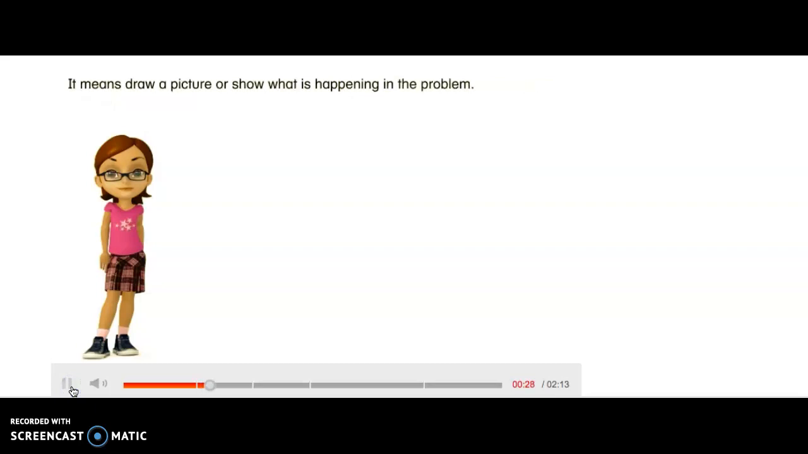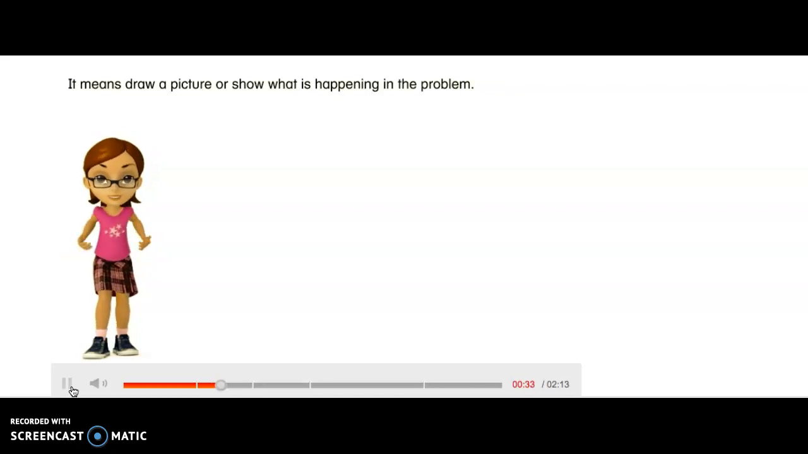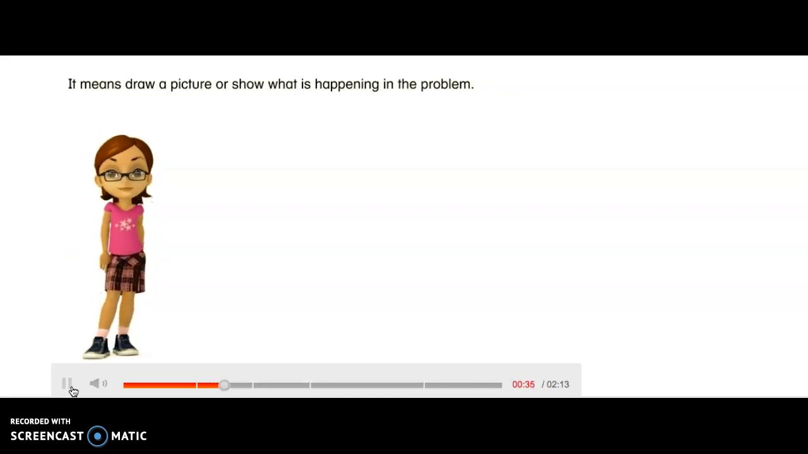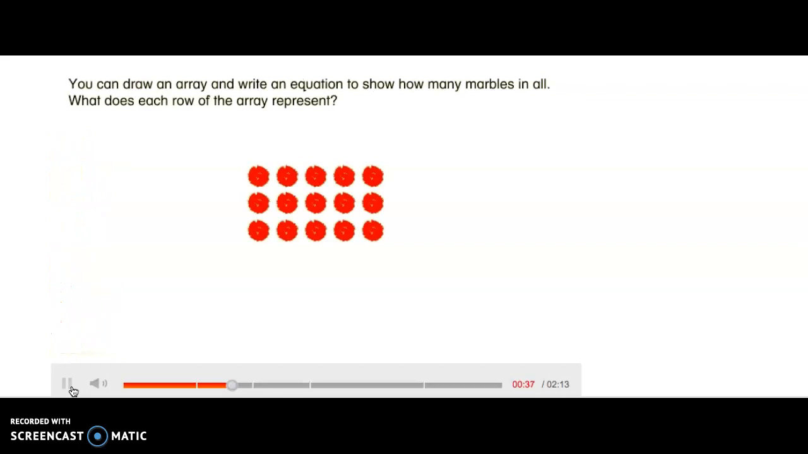It means draw a picture or show what is happening in the problem. An equation is a model too. You can draw an array and write an equation to show how many marbles in all.